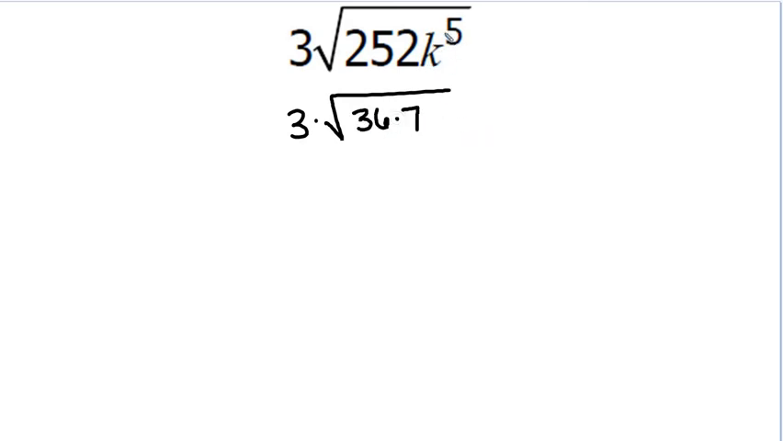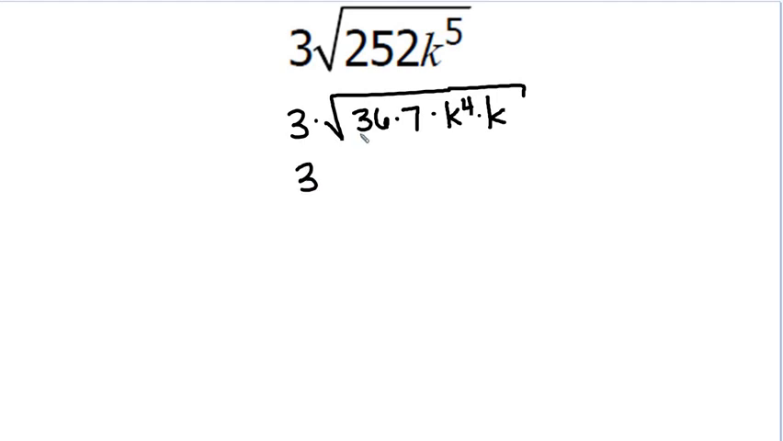Now, k to the 5th, remember that the power, the exponent, has to be divisible by the index for it to be a perfect square, and it's not. But I can do to k to the 5th exactly what I did to 252 and write it as the product of two things, one being a perfect square and one not. So remember that what we're looking for here is the power that is less than 5, but is the largest number less than 5 that is divisible evenly by 2, and in this case that is 4.